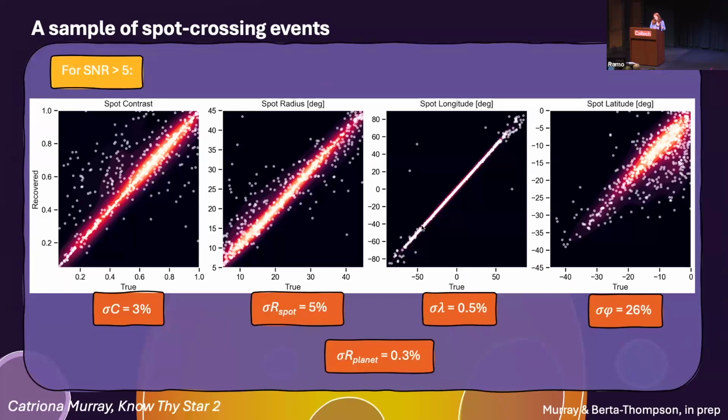And you can see that the results pretty much follow along the lines of the degeneracy I was talking about. So we're constraining the longitude very tightly, the latitude not very well at all, and the contrast and the radius okay. So about 3 to 5% on average difference between injected and recovered parameters here. We are recovering the radius of the planet and the transit depth fairly well.